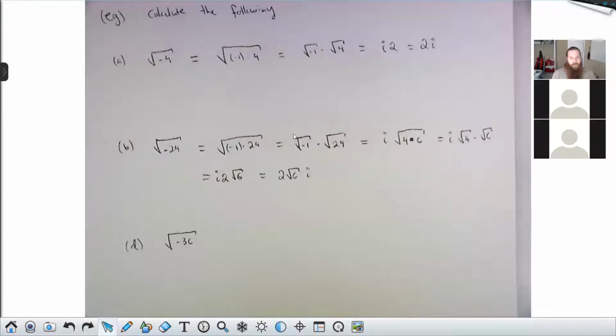The i is the square root of -1 that we pulled out right away. The square root of 4 is 2, and the square root of 6 is just the square root of 6. There's not anything nice that can be done with the square root of 6. It's an irrational number. We just have to leave it as it is.